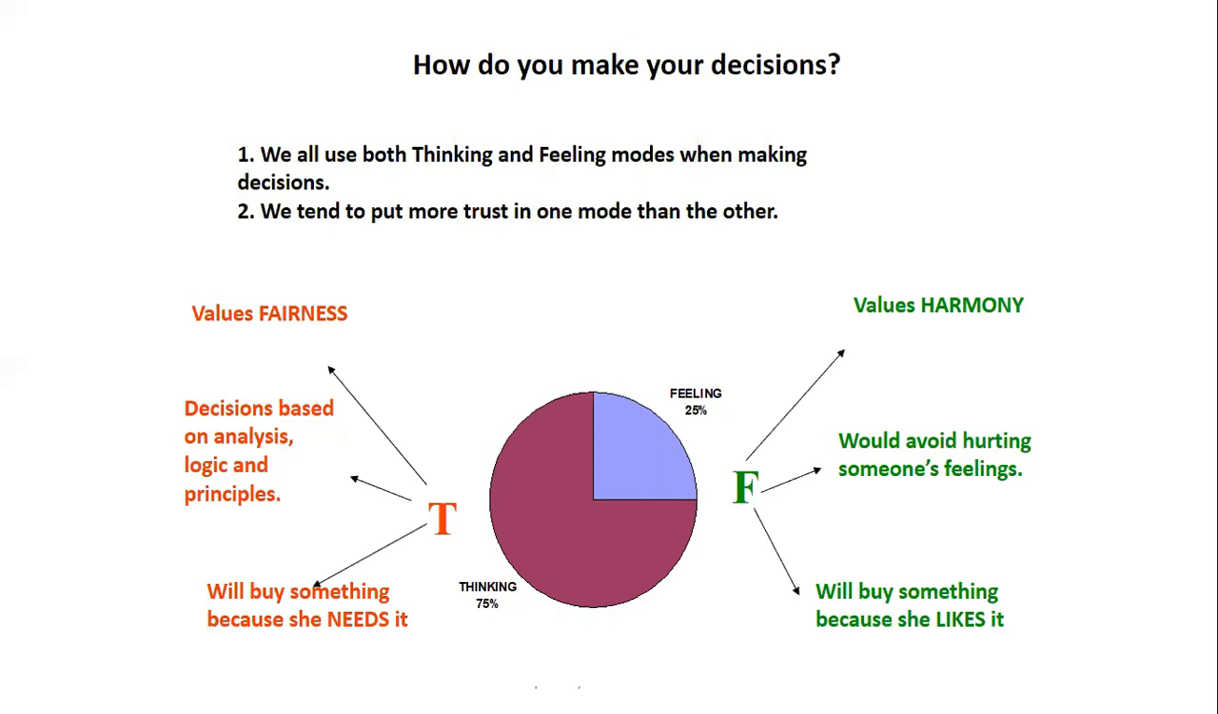A thinker, for example, will buy something because she needs it. She thought about this and she needs it. Whereas your feeler values harmony between people. They would avoid hurting someone's feelings. And your typical feeler will buy something because she likes it.